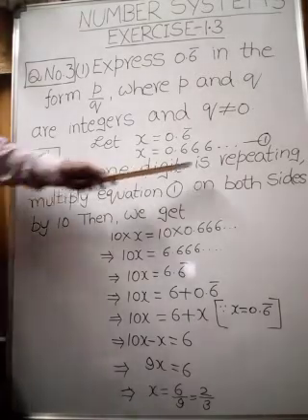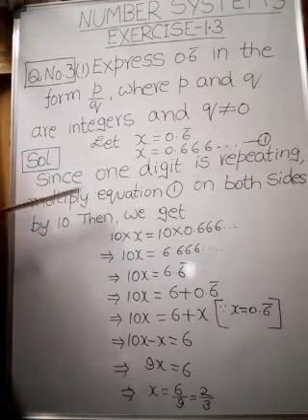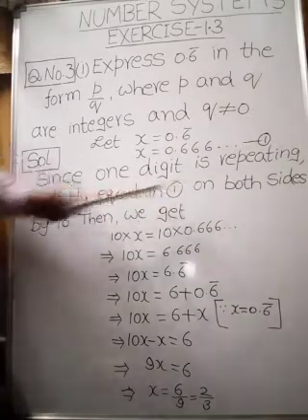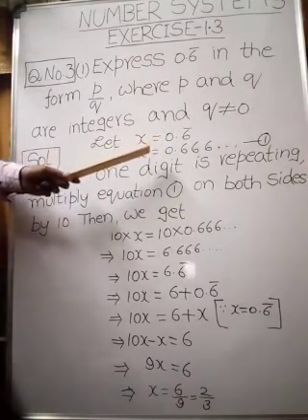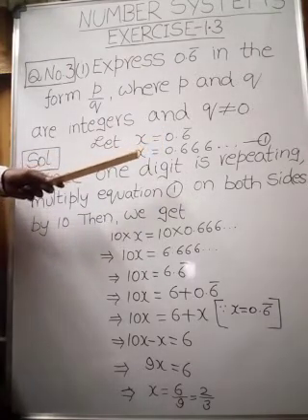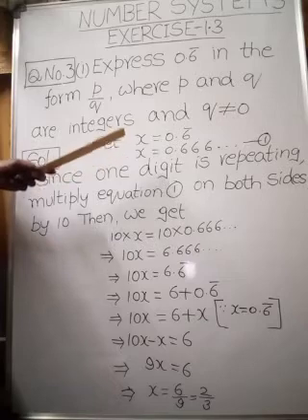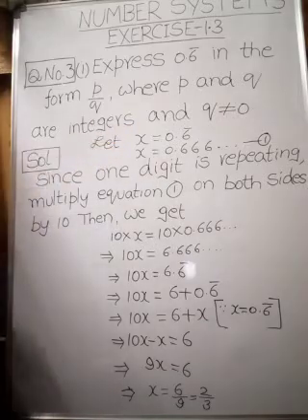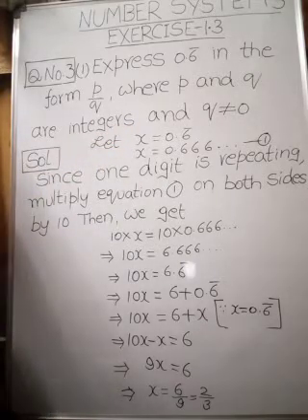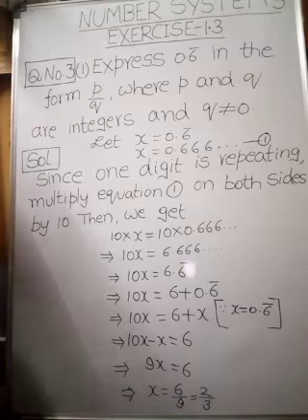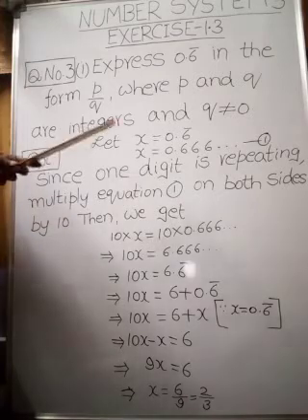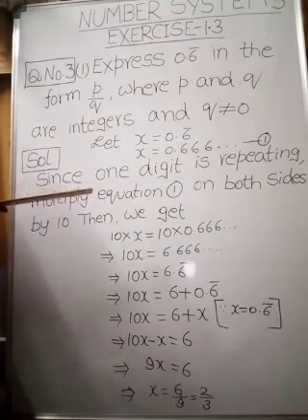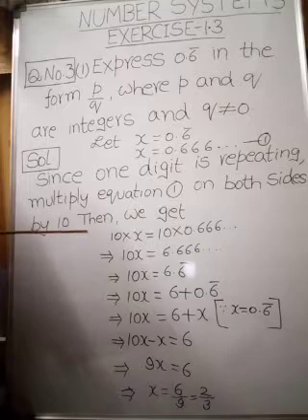I considered this as the first equation, equation 1. Since one digit is repeating, we multiply equation 1 on both sides by 10. If two digits are repeating, what should we do? We multiply equation 1 by 100. If a block of three digits is repeating, in that case we multiply on both sides by 1000, and so on. Understood the technique, my dear children?